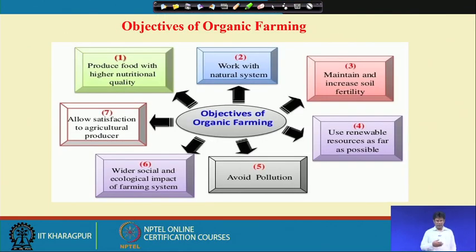So, in brief, if you see the objectives, number one, produce food with higher nutritional quality. This is the main objective of organic farming. So, better quality of the produce, healthy foods, healthy diets, can be achieved through organic farming. And secondly, we work closely with the natural systems. We work in harmony with nature, that is, work with natural systems.